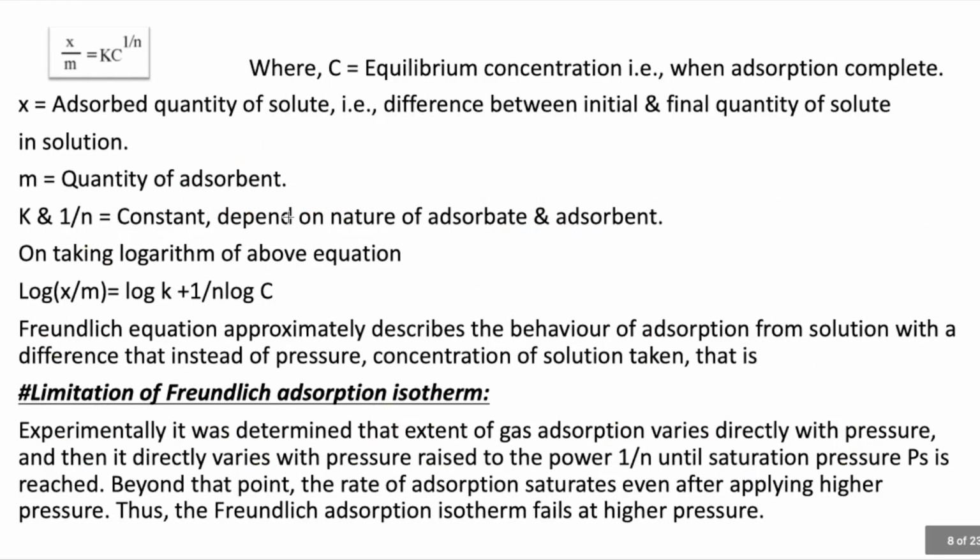The formula which it follows is taken from the Freundlich adsorption isotherm. So x/m = K C^(1/n), where C is the equilibrium concentration, that is, when adsorption completes. X is the adsorbed quantity of solute, that is, the difference between the initial quantity and the final quantity of solute in the solution, and m is the quantity of adsorbent which you are using.